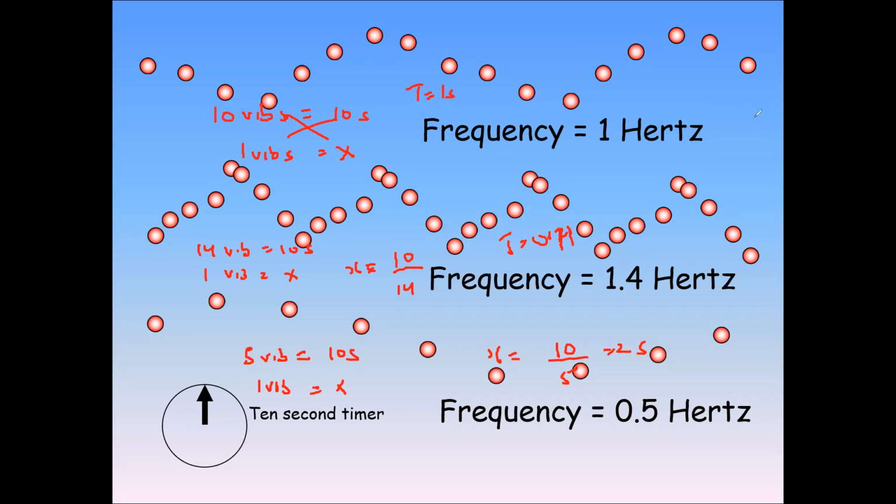So when we compare, the one which has the highest frequency will have the shortest time period, and the one which is having the lowest frequency will have the longest time period, because frequency refers to number of vibrations. If there is a greater number of vibrations every second, then the time for each vibration will be less. So if frequency increases, the time period will decrease.